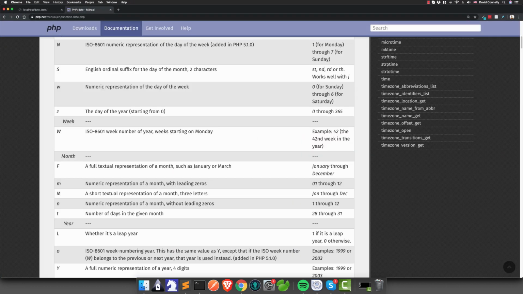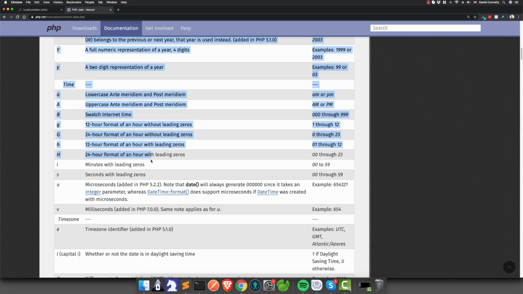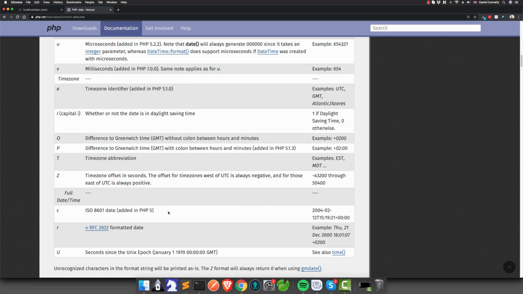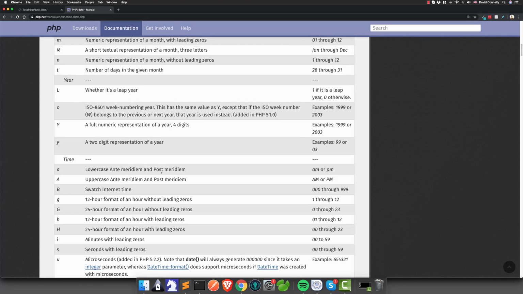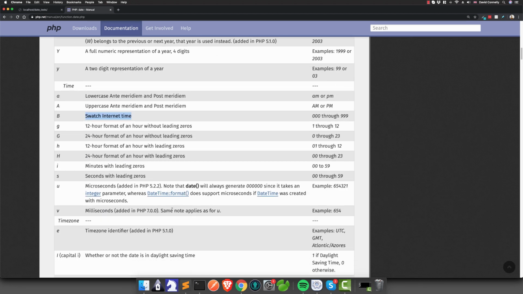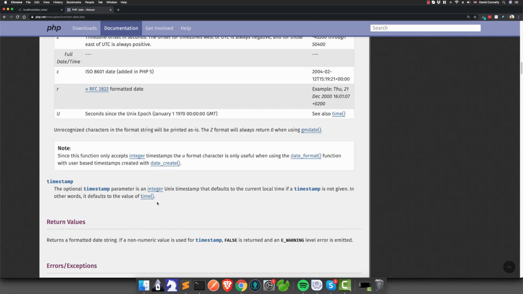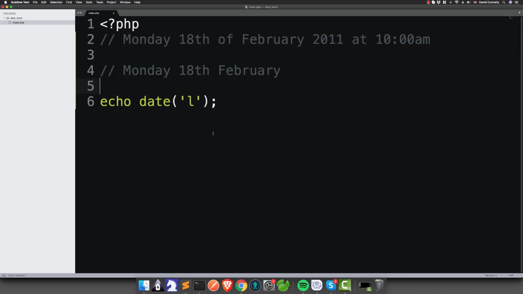And if you look at the documentation here, there's a whole bunch of stuff here that you'll never use, or at least hardly ever. I'm going to take a guess that whether or not it's a leap year is probably not something you're going to use every day, right? And there's stuff here that I've never used. I've never used this Swatch Internet Time. I don't even know what that is. I've never used the V. So there's a whole bunch of stuff here that we don't really need.